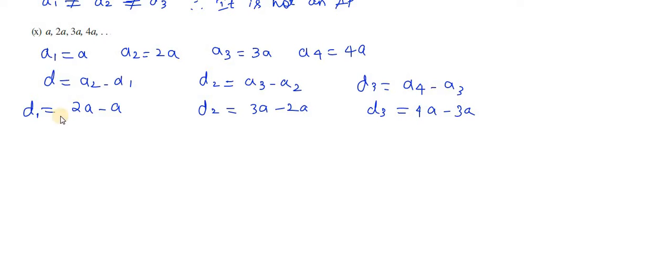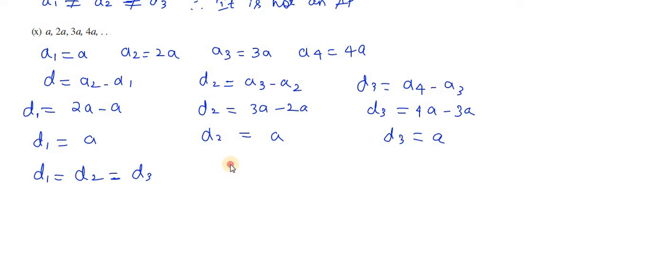So for all these, what is the common difference? d1, 2a minus 1a, is nothing but a, and d2, 3a minus 2a, is nothing but a, and d3 is nothing but a. So therefore d1 is equal to d2 is equal to d3. Therefore it is an AP. So if it is an AP, what should we do? We should write the next three terms, that is a5.